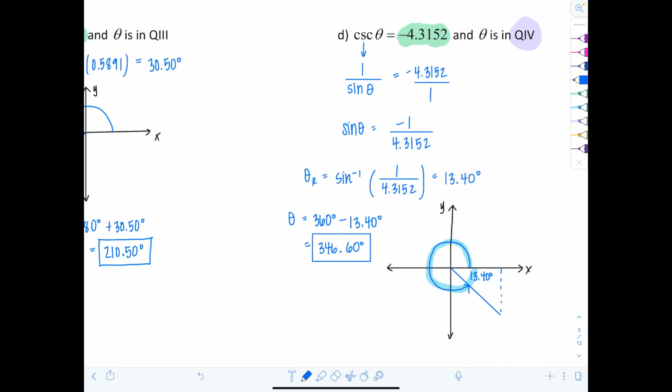So that's it for 3-1 reference angles. I know it was deep, but it's important. Next up is radians and degrees.